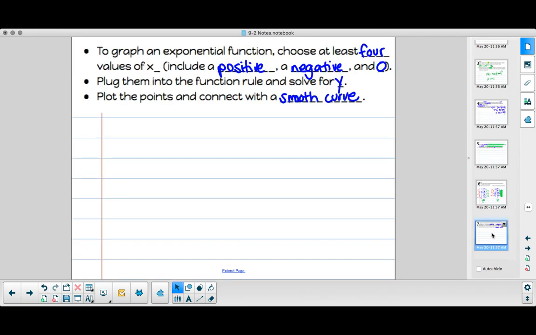To graph an exponential function, which you have learned about and kind of done activities with matching so far, you need to choose at least 4 values of x. You should have a positive number, a negative number, and 0 included in those 4 values. And then you're just going to plug them into your function rule, solve for y, and then plot your points and connect it with a smooth curve.